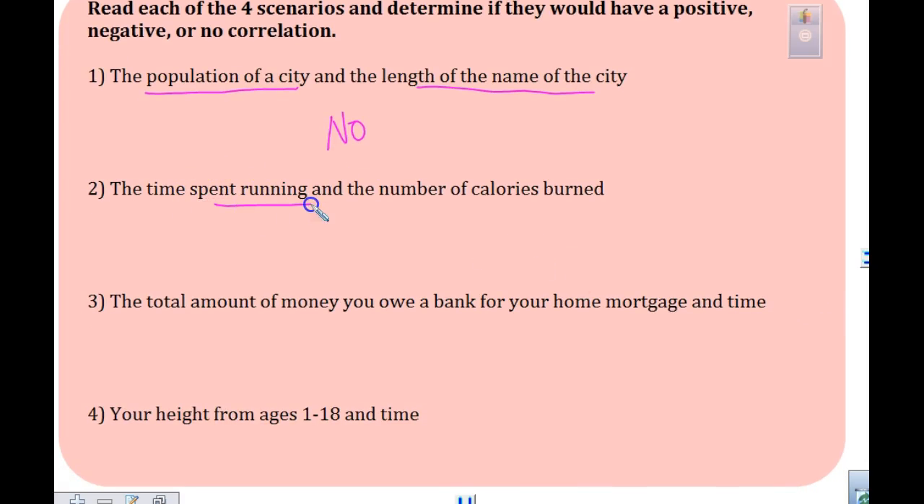So the time spent running and the number of calories you burn. As you run more, do the calories burned go up or go down? Up. So this would be a positive correlation, right?